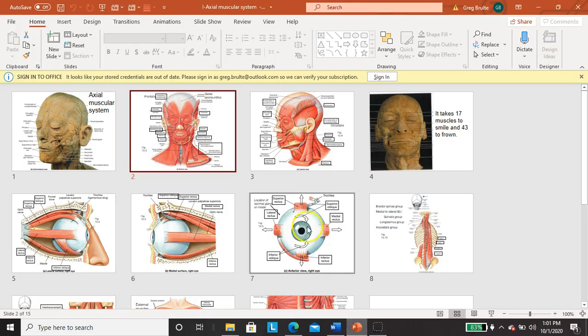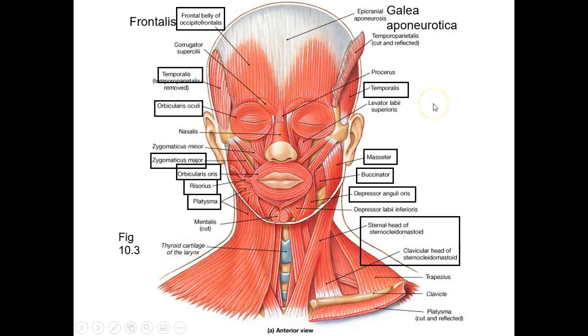Okay, so let's go into axial musculature. Let's go full screen. All right. So I don't know if I'm going to do this in 2 separate lectures or 1. We'll just see how far we get.